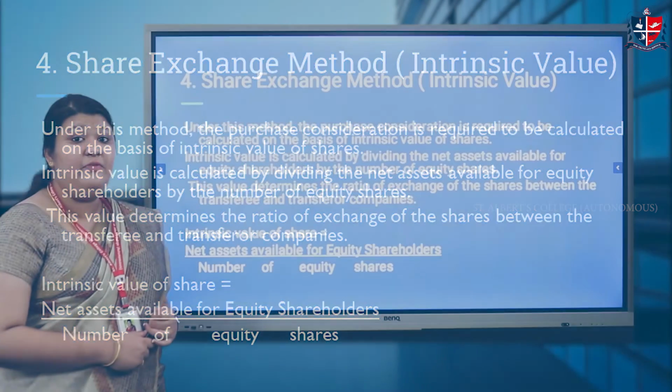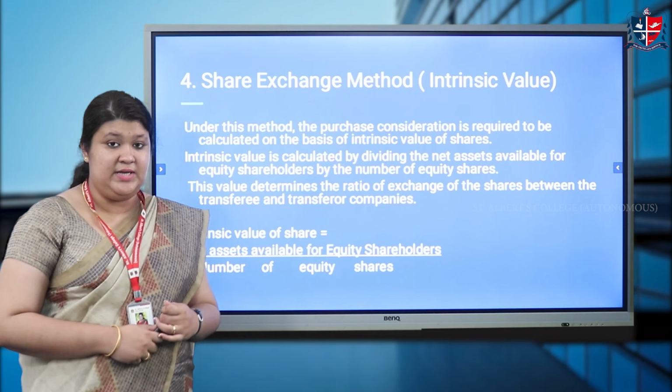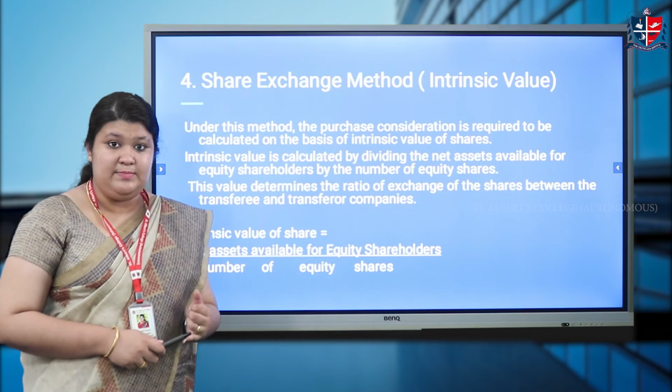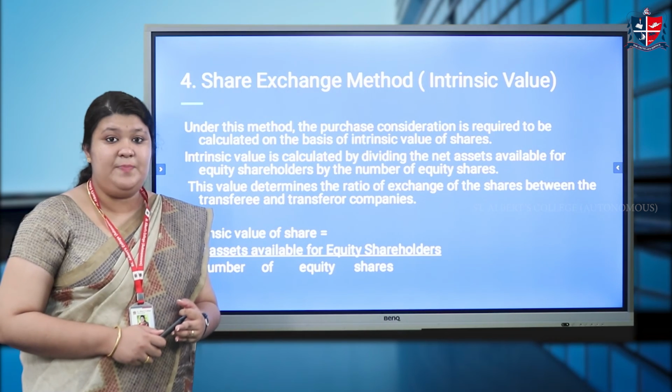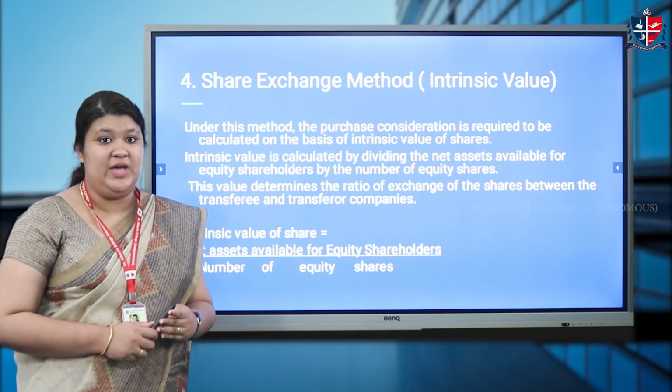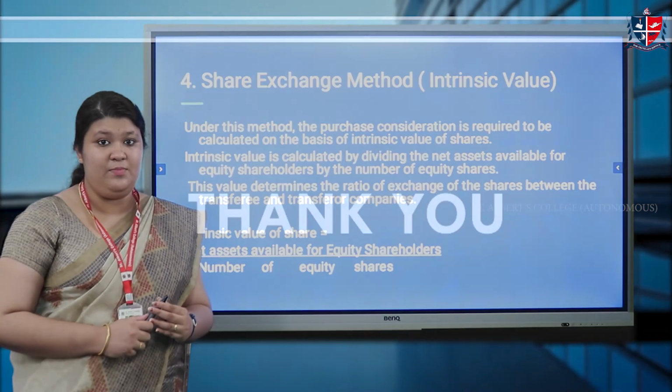So these are the four methods to calculate purchase consideration. The first one is the lump sum method. The second one is the net asset method. The third is the net payment method. And the fourth is the share exchange or the intrinsic value method.